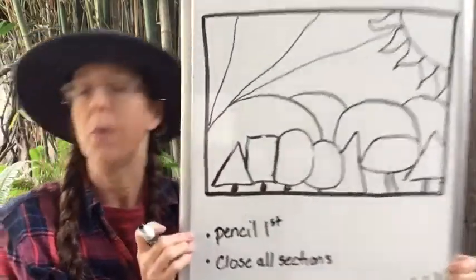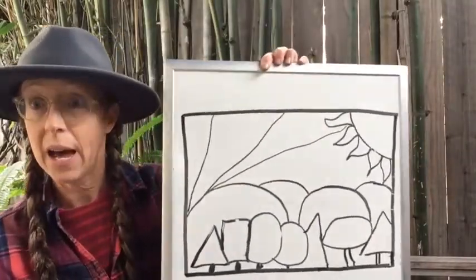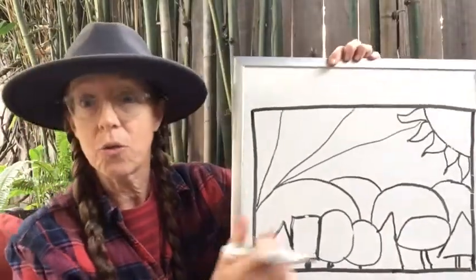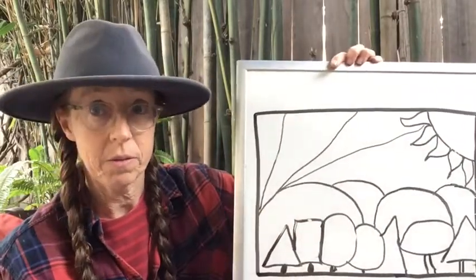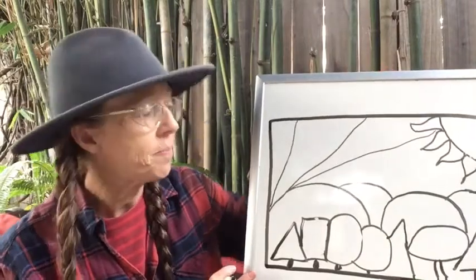All right, so at this point, what you want to do is you want to go back with your black oil pastel and draw over everything you did in pencil. So then you have nice black outlines to fill in with color. All right, put this away. So now I've got my whole landscape outlined.